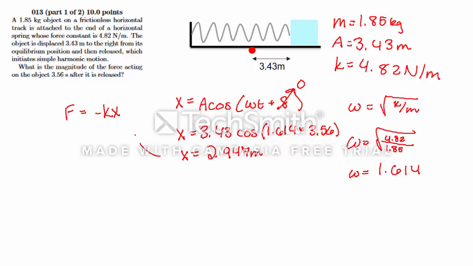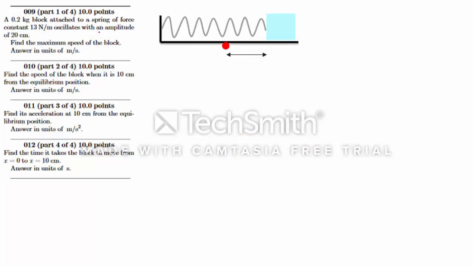Now that we have our x, we can plug back into here, and it's simply, our force is going to be negative k, which is, again, 4.82, times our x, which is this 2.947. So that's going to give us a force of negative 14.206 newtons.